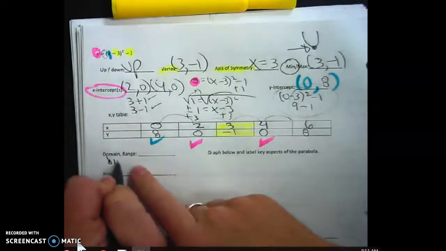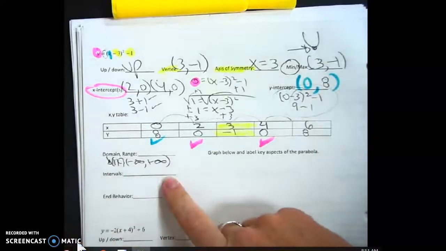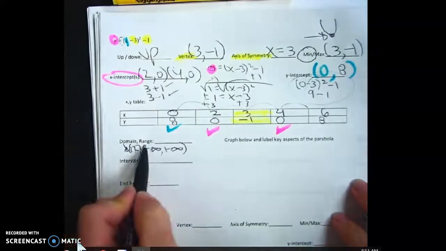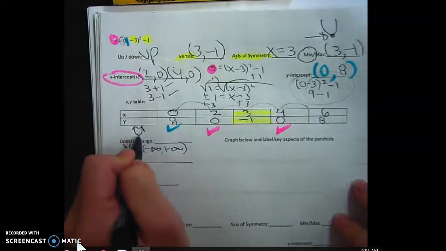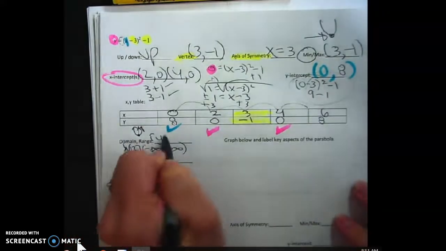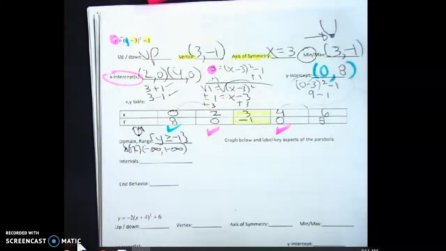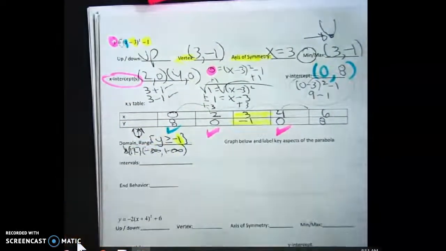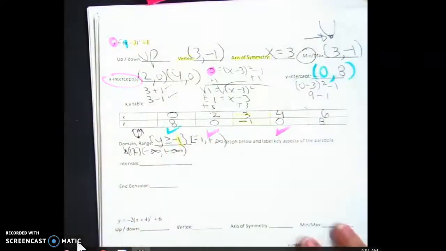Domain is all real numbers, -infinity to +infinity. Your range has to do with the vertex. So since it's going up like that, that means it's everything greater than. So y is greater than or equal to the y value of my vertex. And then since it's going up, bracket, -1, +infinity, parenthesis.